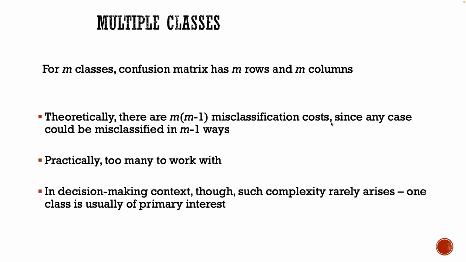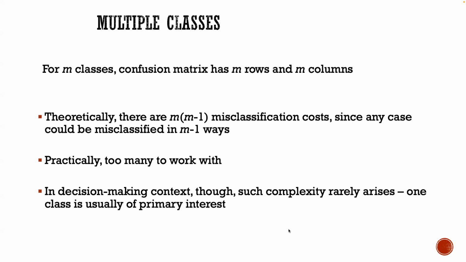If we had 3, class 1 could be classified as class 2 or class 3. So there is M minus 1 ways. So 3 minus 1, 2 ways to misclassify, which results in too many different misclassification scenarios to work with and increases the complexity. Interestingly, in most of the decision-making contexts, such complexities don't arise.